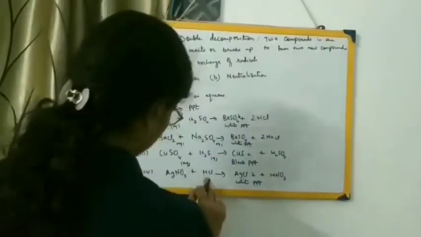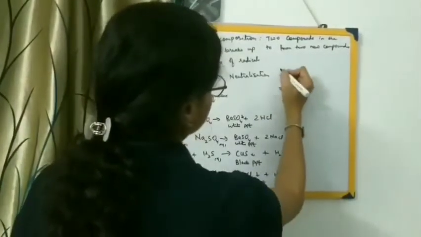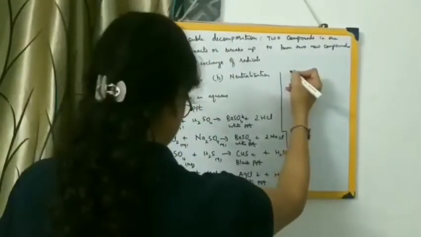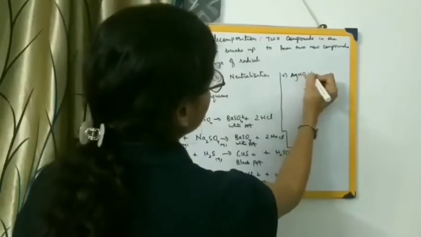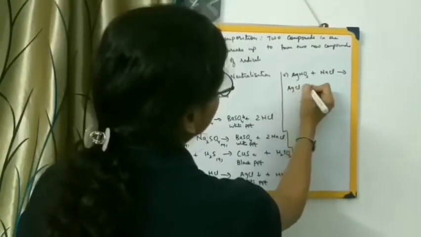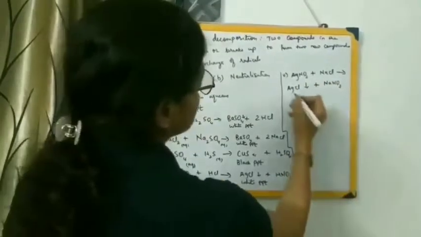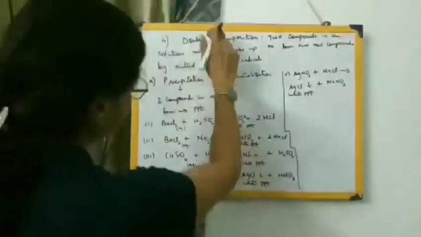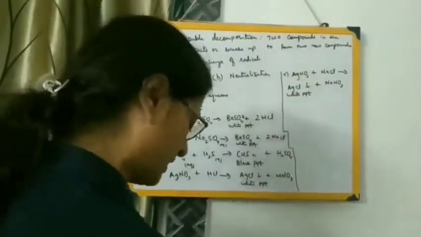Then instead of HCl, can we take NaCl with AgNO3 over here? The fifth reaction: AgNO3 plus NaCl. Very important reaction. What will it form? AgCl, which is again a white precipitate, plus NaNO3. So this is also a white PPT. These are all examples of double decomposition, examples of the precipitation reaction. In each case, a precipitate has been formed.